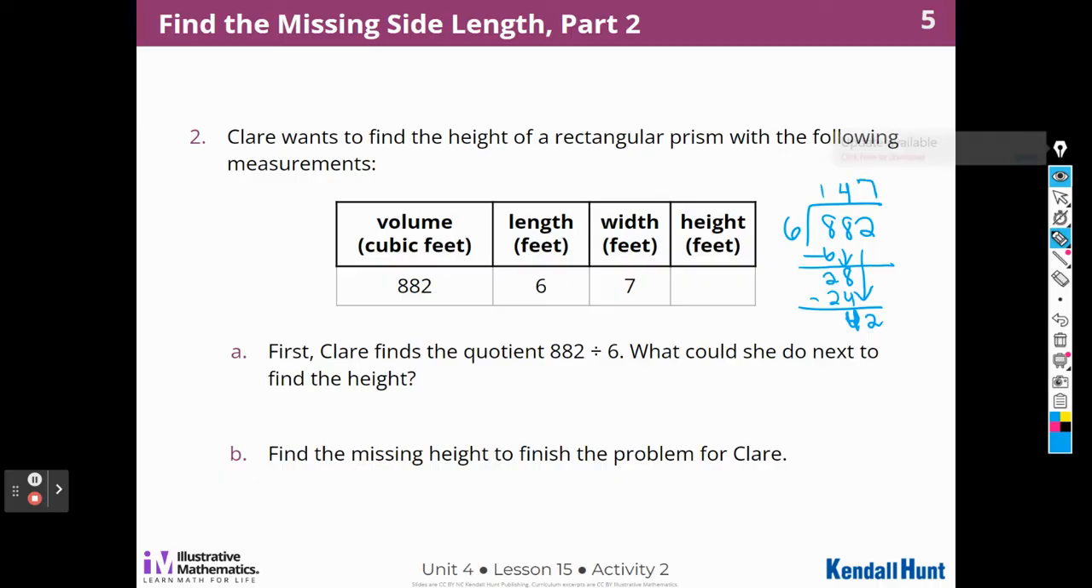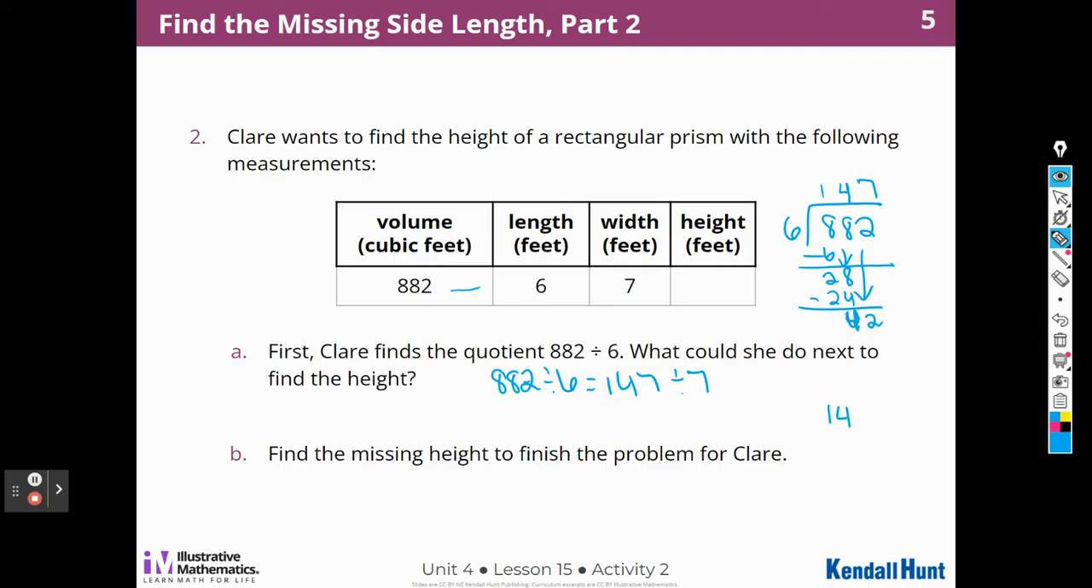So now that's this divided by that. So 882 divided by 6 equals 147. Now I have to divide that by 7, don't I?